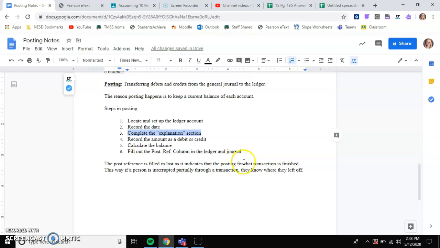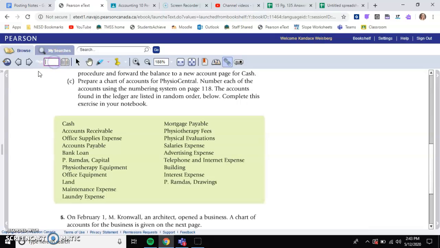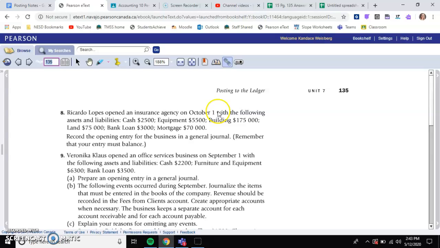So the biggest thing with a ledger is that it shows you an updated balance of that account at any given time. That's the advantage of it. The journal doesn't. You just journalize every transaction each day, but you don't know what that account is at for a balance. But the general ledger allows you to know exactly the balance of that account any given day of the month. All right, we're going to go to page 135 and exercise 8.